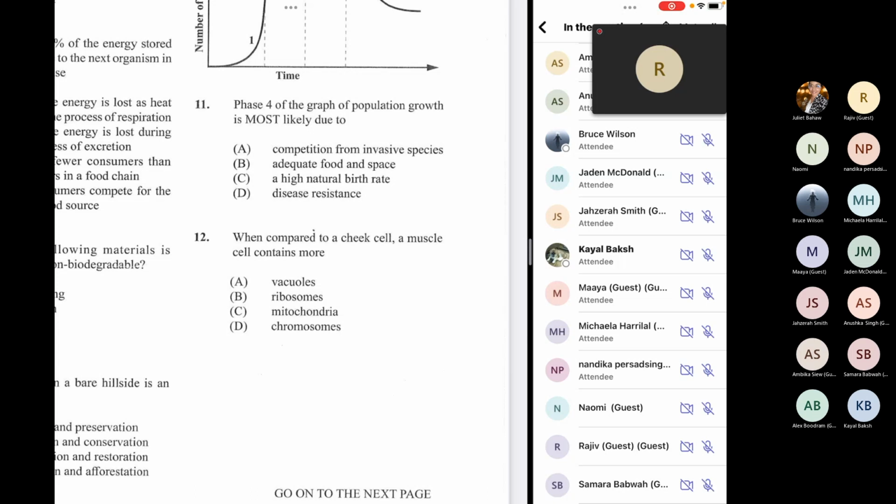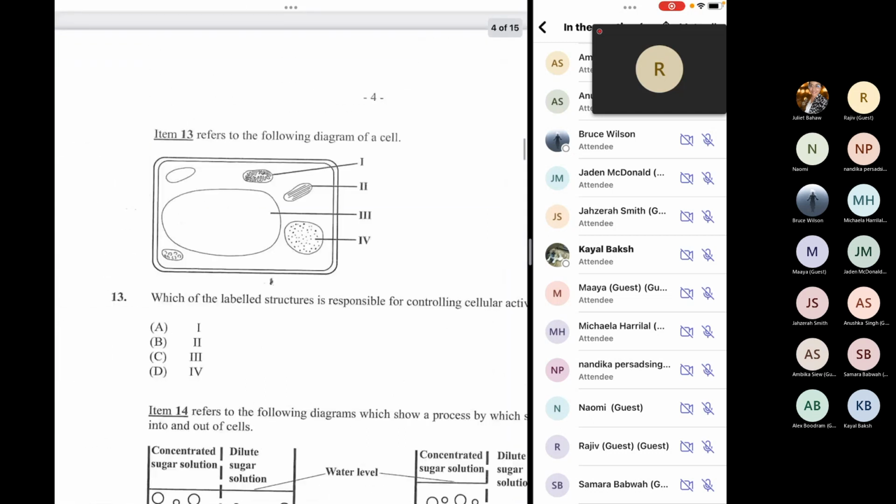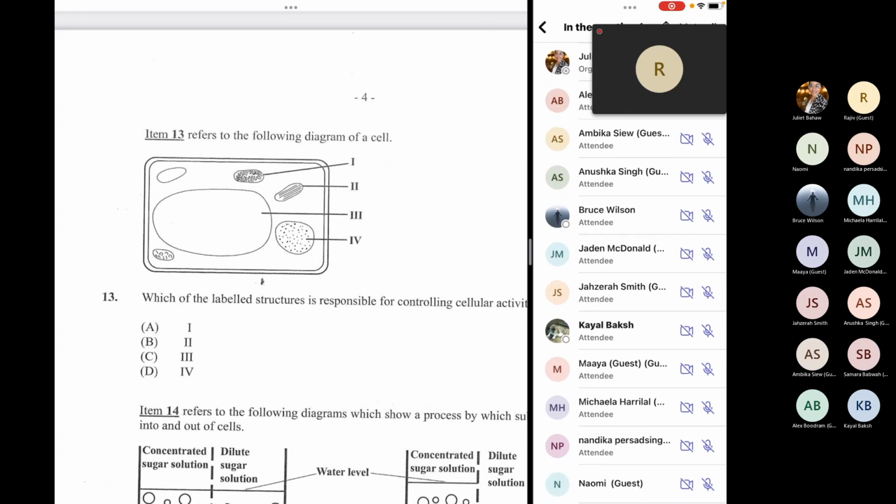When compared to a cheek cell, a muscle cell contains more. Now, muscle cells are required to undergo movement. A lot of energy is required. So it will be C, mitochondria. Right, 13, back on top.